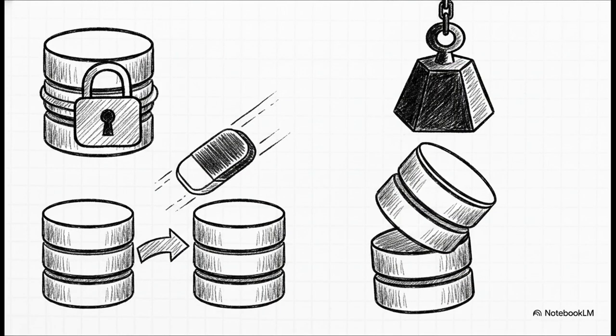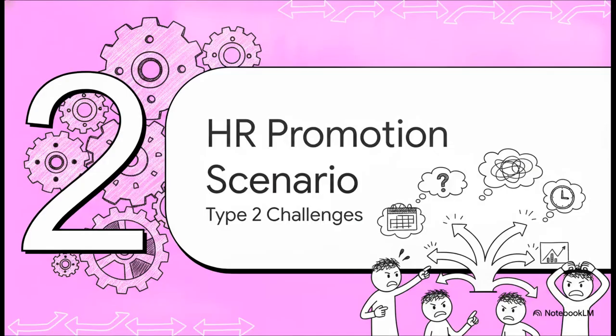Let's look at the traditional menu of standard SCD options we usually have to work with. Type 0 simply retains the very first version, no modifications allowed. Type 1 does the exact opposite. It just overwrites everything with the latest version, completely wiping out the history. Then we have Type 3, which keeps only the immediate previous version, tucked away in a separate column. But as you probably know, the undisputed industry standard is Type 2. Type 2 adds a brand new row for every single change, keeping a full unbroken history. But while it gives us incredible flexibility, it comes with a major cost when it's actually time to pull insights out of that data. That brings us to Section 2, the HR promotion scenario.